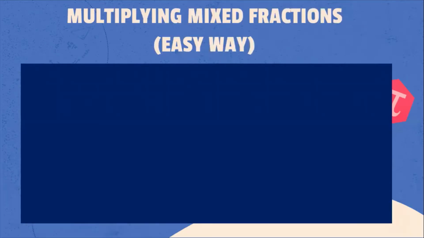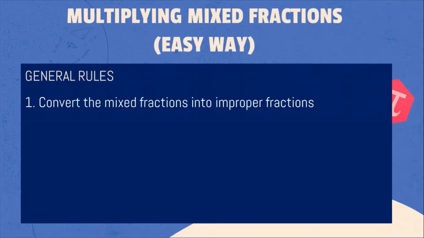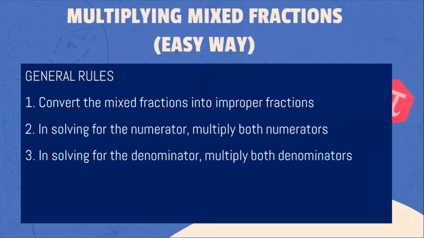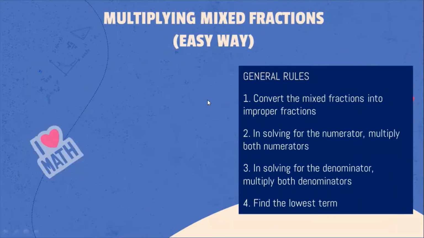What are the rules in terms of multiplying mixed fractions? Number one, convert the mixed fractions into improper fractions. Number two, in solving for the numerator, multiply both numerators. Number three, in solving for the denominator, multiply both denominators. And number four, find the lowest term. Those are very simple rules. Let's now try to apply these rules on the given example.